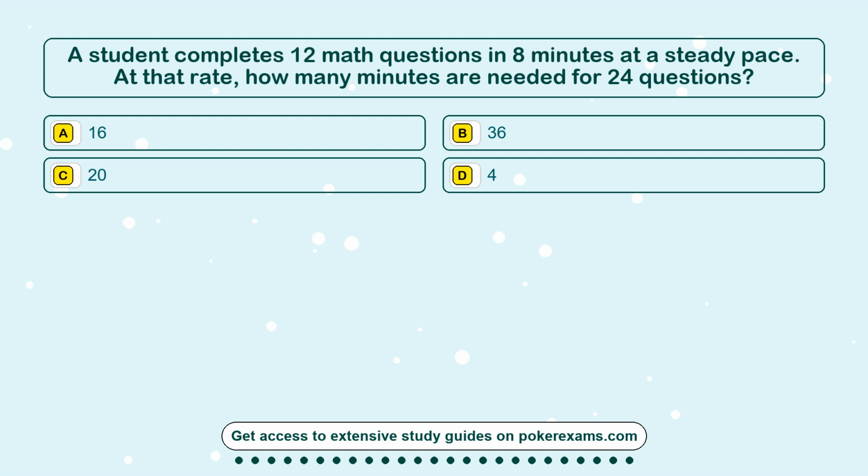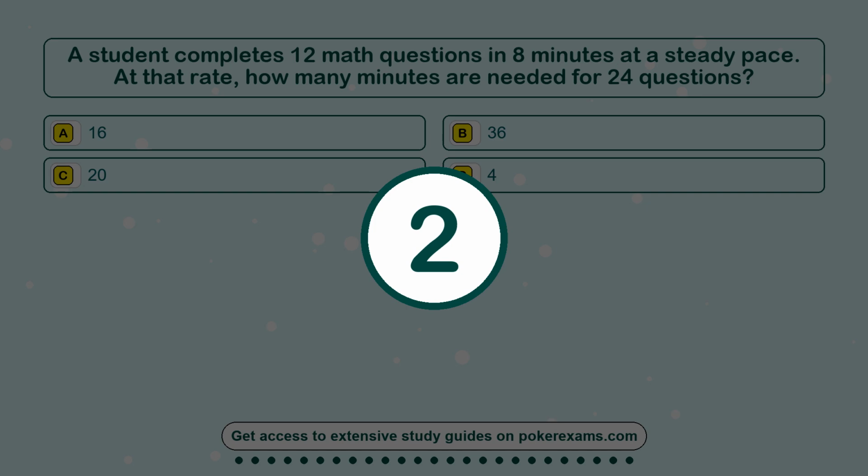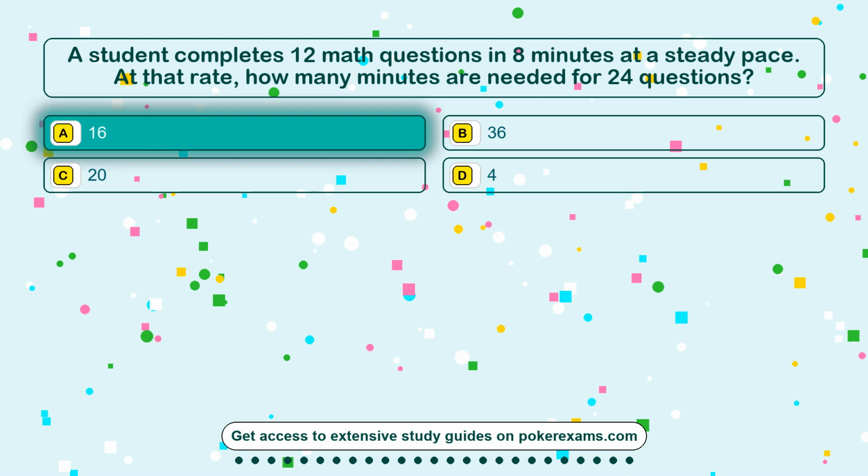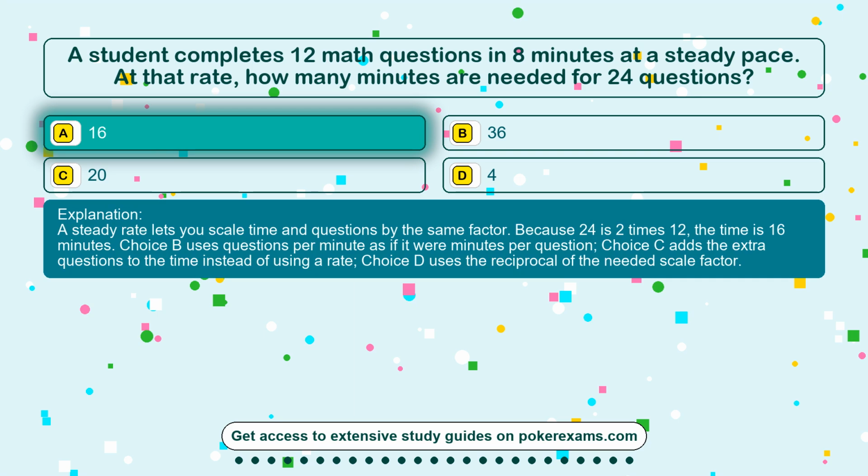Question 5. A student completes 12 math questions in 8 minutes at a steady pace. At that rate, how many minutes are needed for 24 questions? Option A 16. Option B 36. Option C 20. Option D 4. The correct answer is option A, 16. A steady rate lets you scale time and questions by the same factor. Because 24 is 2 times 12, the time is 16 minutes.